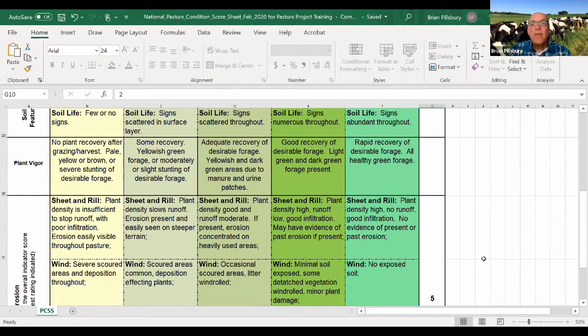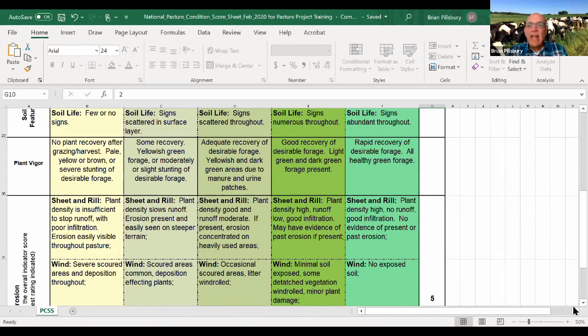And then there's plant vigor. This is rapid recovery: is there rapid recovery of the grasses? If the grasses are a light green and yellowish, that shows the plant vigor may not be very good. Even in a drought, you can sometimes get yellowish or dark green areas. You need to take that into account: if it's a weather issue causing it to be light green or yellow, say you're in a severe drought, you would take that into account. But for the most part, you're looking at dark green forage with lots of it present, where you know you're going to have a rapid recovery.